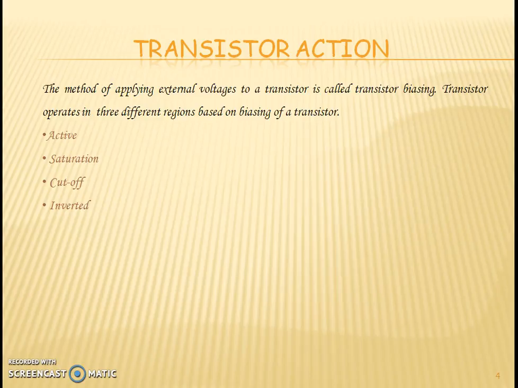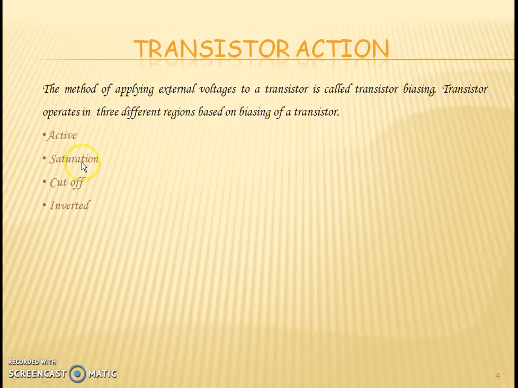Okay, first one is active region. In this case, the emitter base junction is forward biased and collector base junction is reverse biased. In this region, the transistor is used for amplification. The collector current is dependent upon the base current.